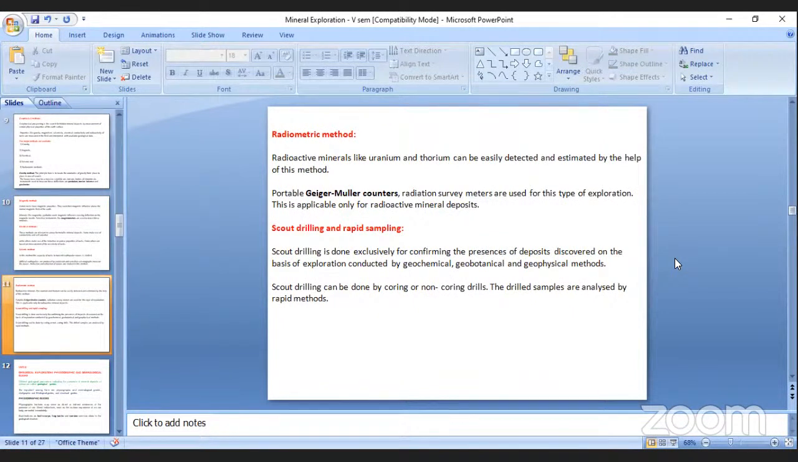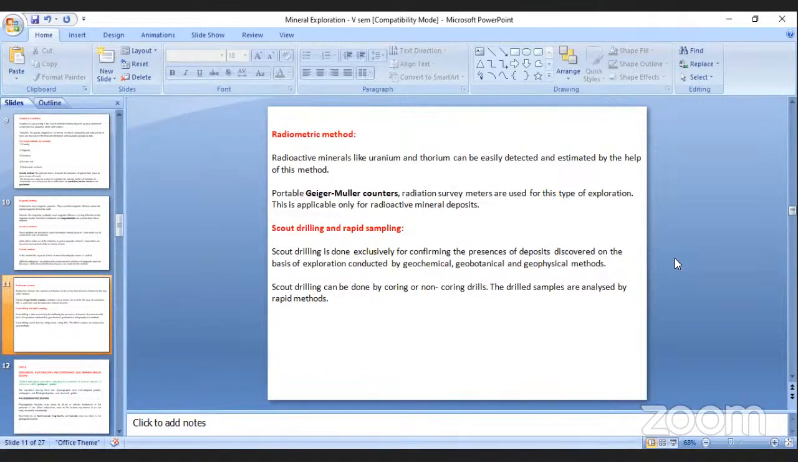And the final one is the radiometric method. Particularly with radiometric methods, recently we have heard about uranium exploration and uranium deposits in our Telangana and AP states. And we have seen how we can calculate the radiogenic anomalies in a certain area.